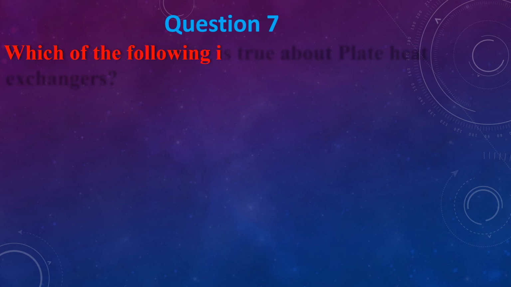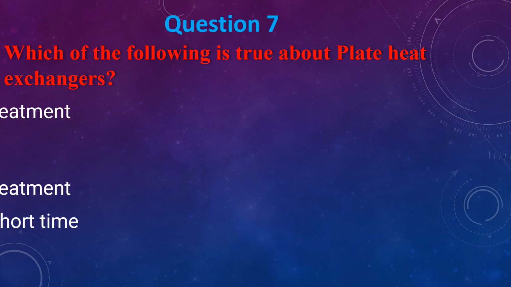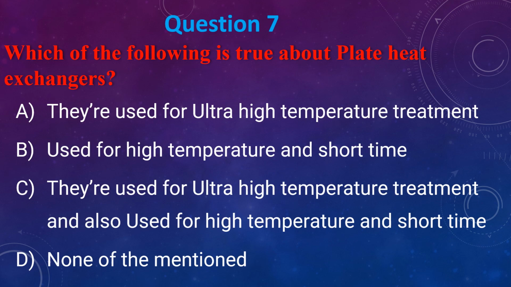Which of the following is true about plate heat exchanger? A. They are used for ultra-high temperature treatment. B. Used for high temperature and short time. C. They are used for ultra-high temperature treatment and also used for high temperature and short time. D. None of the mentioned. The answer is C.